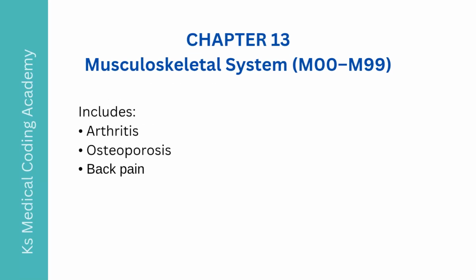Chapter 13. Chapter 13 covers diseases of the musculoskeletal system, coded from M00 through M99. Conditions include arthritis, osteoporosis, and chronic back pain.